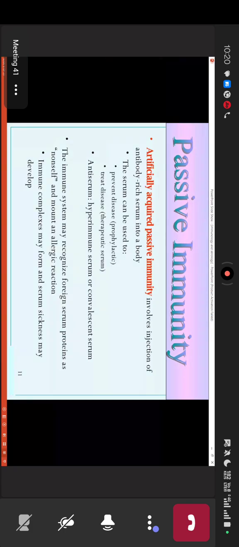Artificially acquired immunity involves the injection of antibodies with serum into the body. The serum can be used to prevent diseases, which is prophylactic, or to treat diseases, which is therapeutic. Anti-serum or convalescent serum is used in this type of immunity. The immune system may recognize foreign serum protein as non-self and mount allergic reactions. Immune complexes may form and serum sickness may develop. Right? In this scenario, sometimes the patient recognizes the serum as an antigen and starts producing their own antibodies against the antibodies.